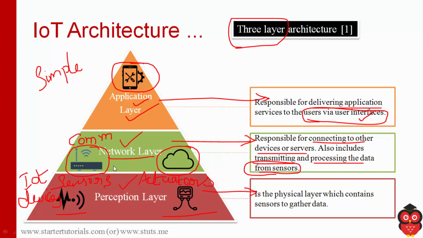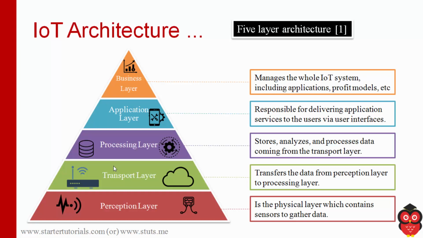Why it is a disadvantage means if it is a simple architecture, different functionalities are combined together. Okay, so it doesn't provide a clear separation between different functionalities, right? And the researchers cannot perform research on the different tasks if the architecture is very simple like this. So we will look at more number of layers in the next architecture.